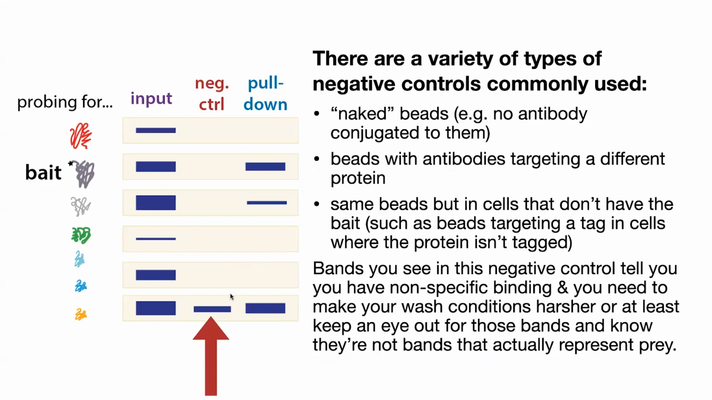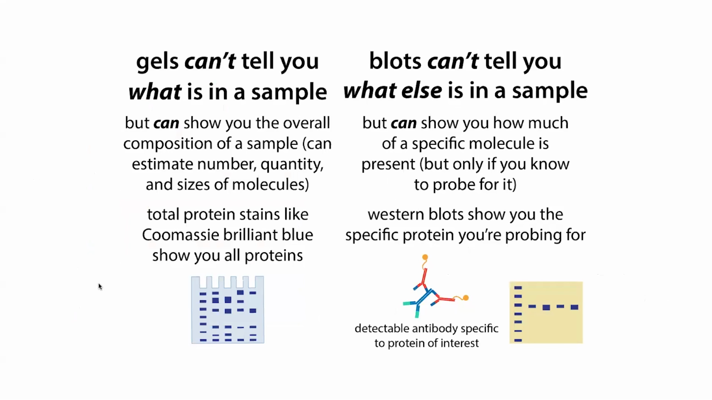If we do get things in our negative controls, we know to keep an eye out for them. We make sure we have an input that we can compare things to, and then we compare the pull down to the input. It's important that we probe for the bait to tell us about the recovery efficiency, as well as probe for different prey that we're interested in. But remember that it can't tell you the things that you're not looking for. So you have to know in advance what you want to probe for.